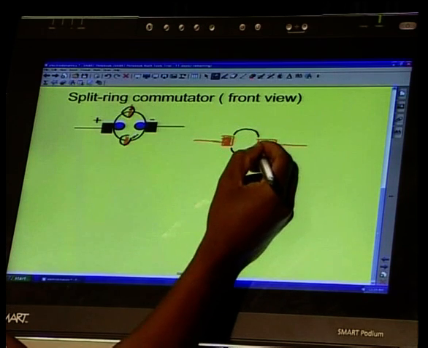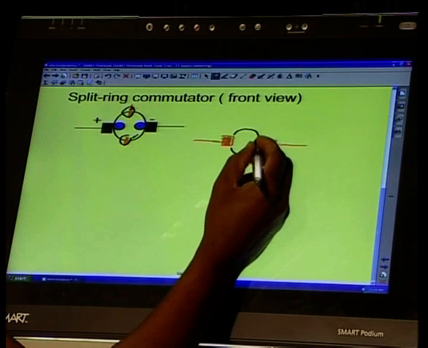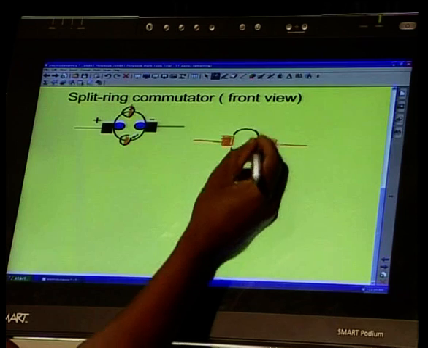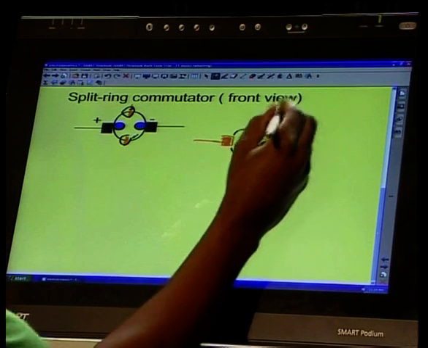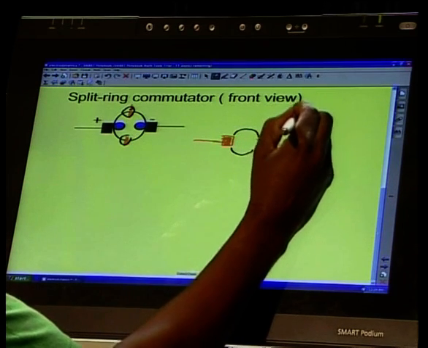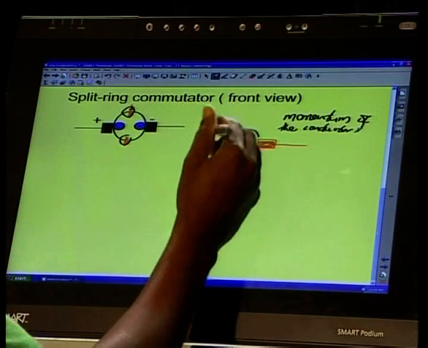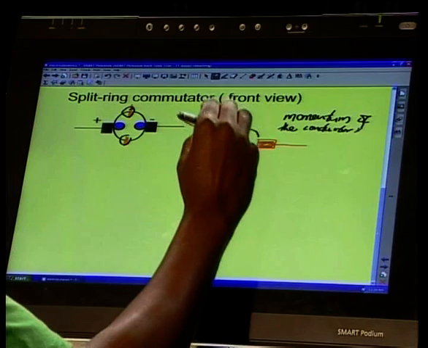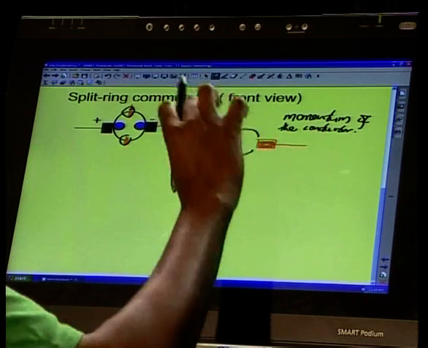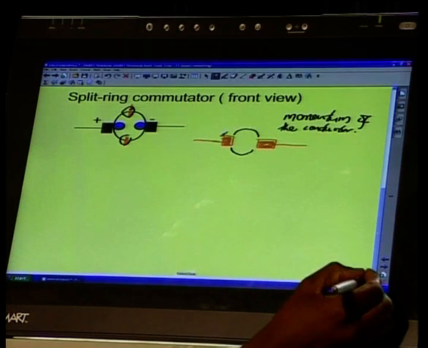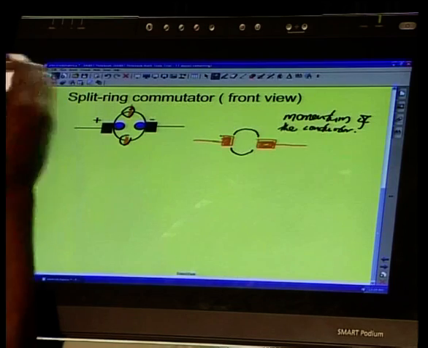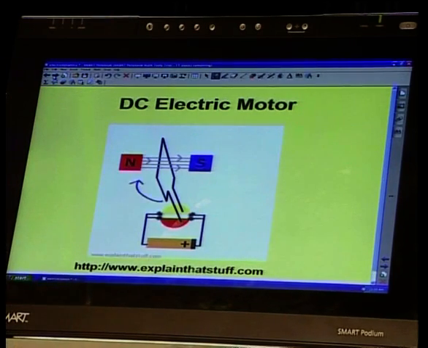And when there is no current into the conductor, it means that there is no force experienced by the conductor. And if there is no force experienced by the conductor, what happens at this point? At this point, it is the momentum, like I explained, it is the momentum of the moving conductor that keeps it going, until it comes back, and the one that was in the negative, is now in the positive, and it continues to rotate in that way. So that's how the DC motor works.